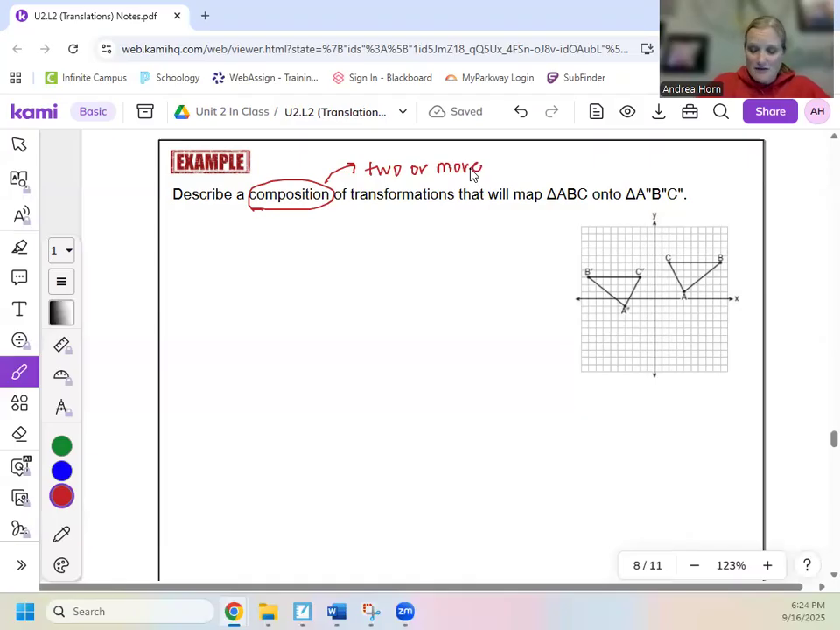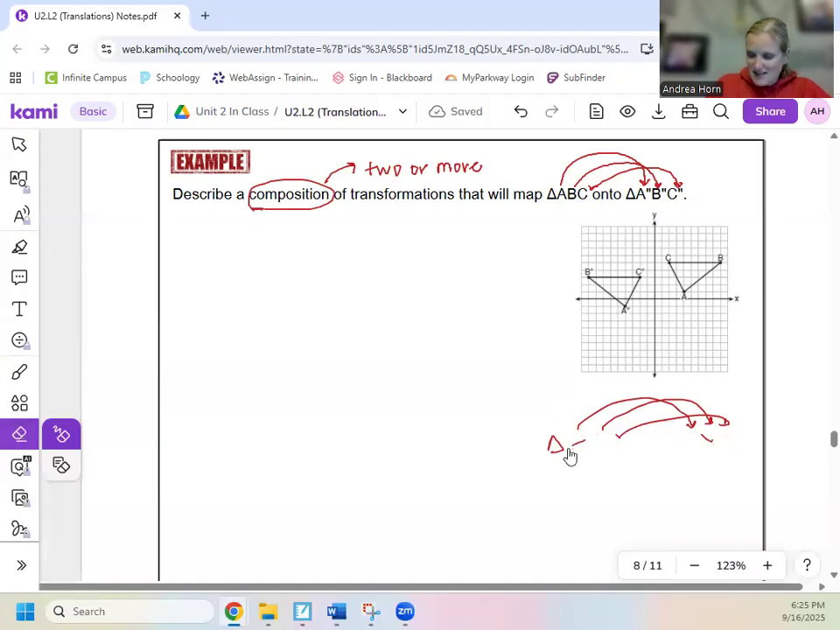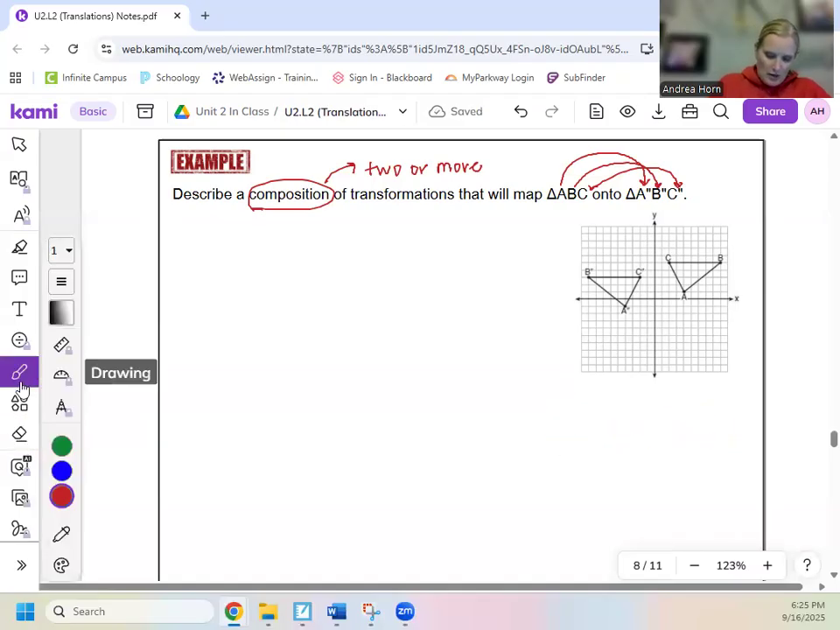But if it had different letters, this is just saying that the first letter is going to match up with the first letter here, the second letter is going to match up with the second letter here, and the third letter is going to match up with the third letter, okay? So if I would say that triangle ABC maps onto triangle XYZ, then I would be saying that A goes to where X is, B goes to where Y is, and C goes to where Z is. Does that make sense? Okay, but in this case, we have all the double primes, so we know what's going on.